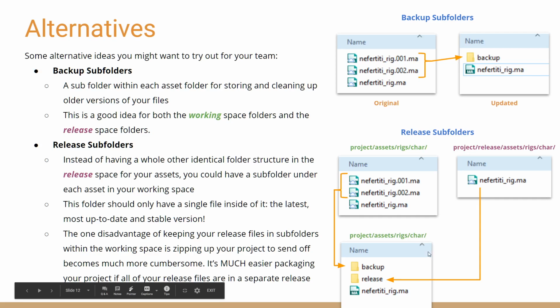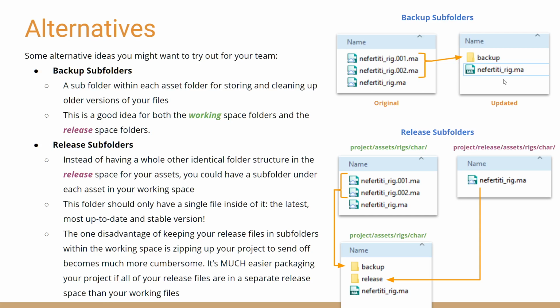I like to still have backups. So creating backup folders. Even in the release folder, I might have a backup folder. So the latest version is always going to be on the outside, and inside the backup folders is where my older versions are. You'll see here, every time I save a new version, I go ahead and put the older versions in the backup folder.